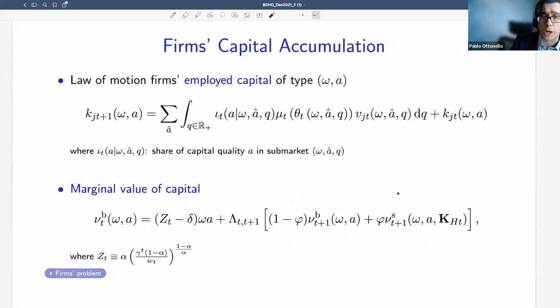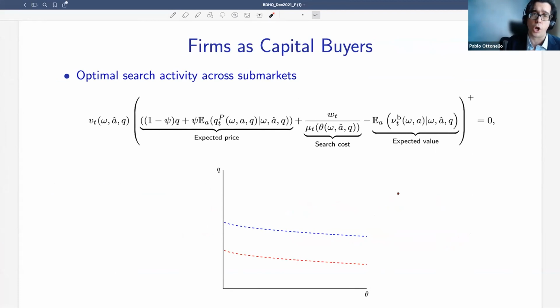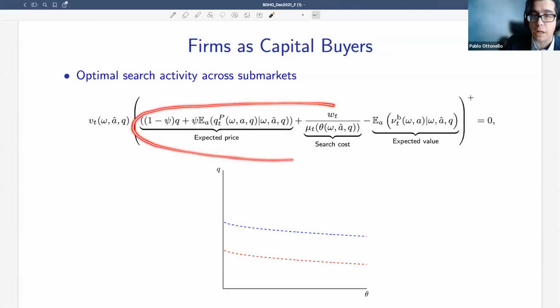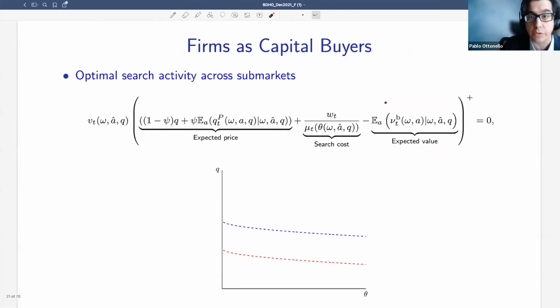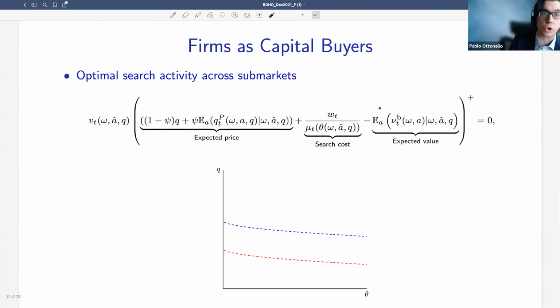All right, now firms have free entry across all of the submarkets. As a consequence, we obtain a condition that tells us that in submarkets that can be visited by firms, the expected cost that they pay for the unit of capital, which has two components, the expected price and the search component, is equal to the expected value that they obtain from the capital unit.